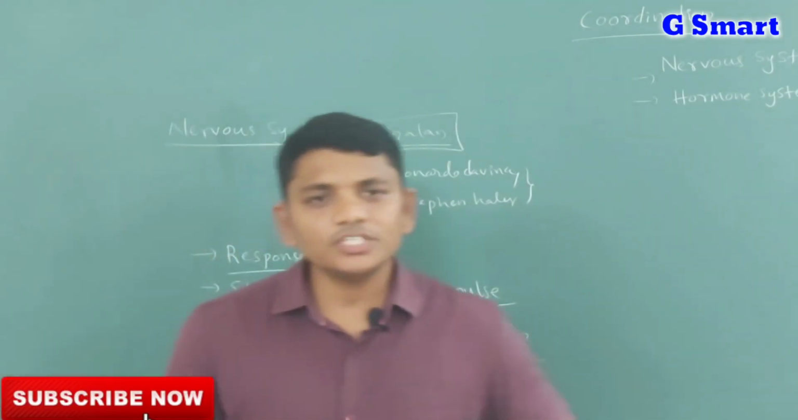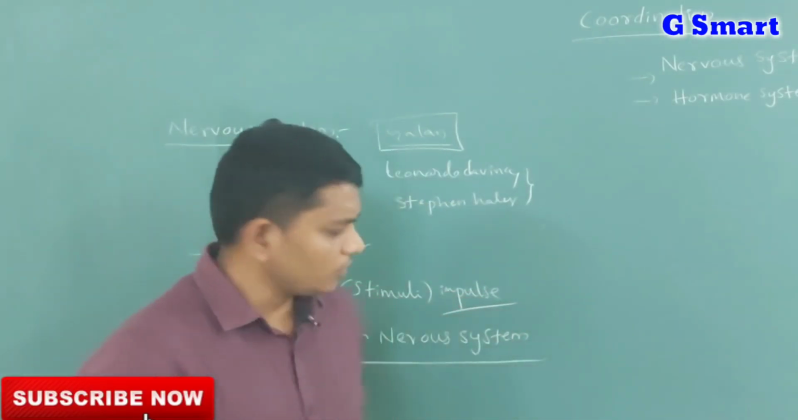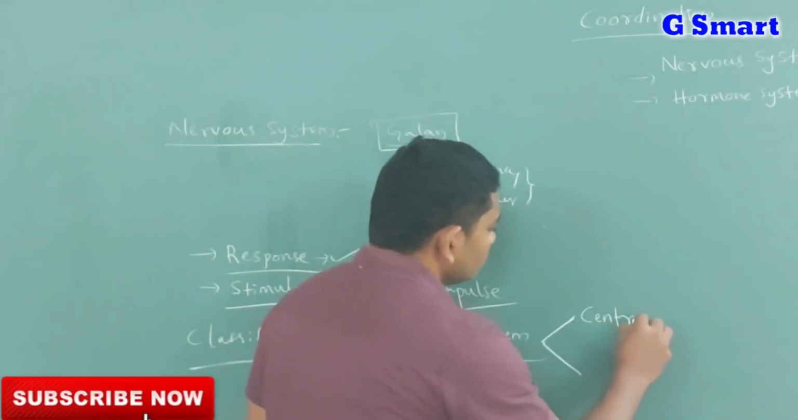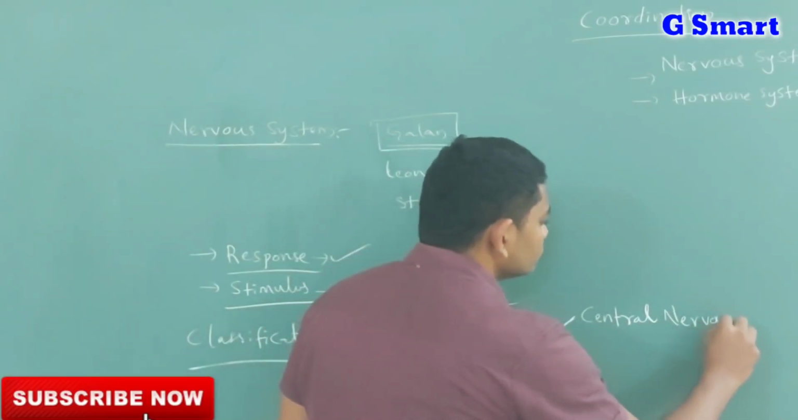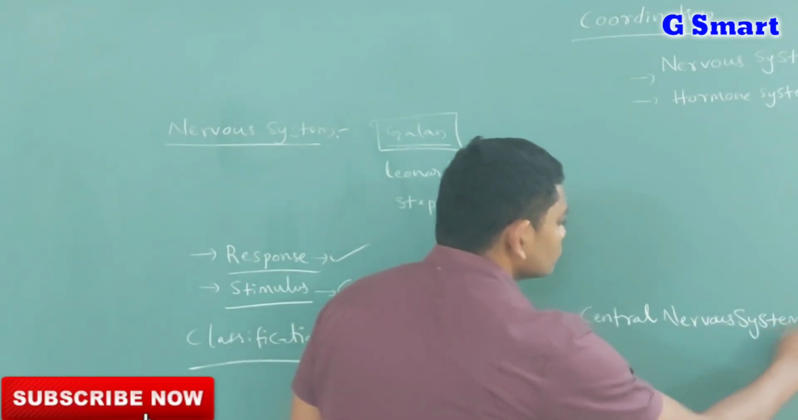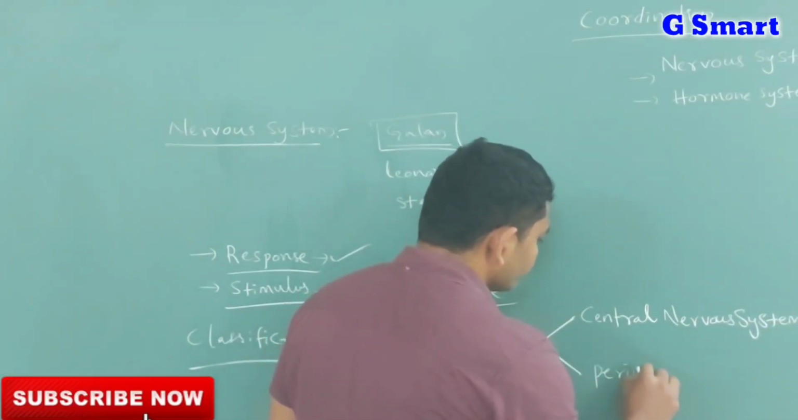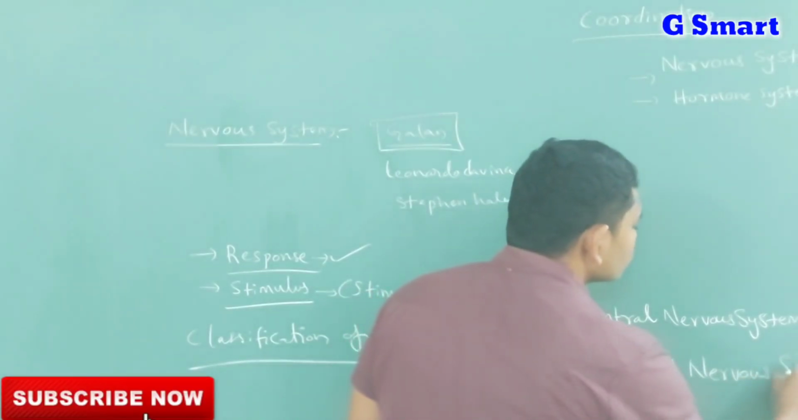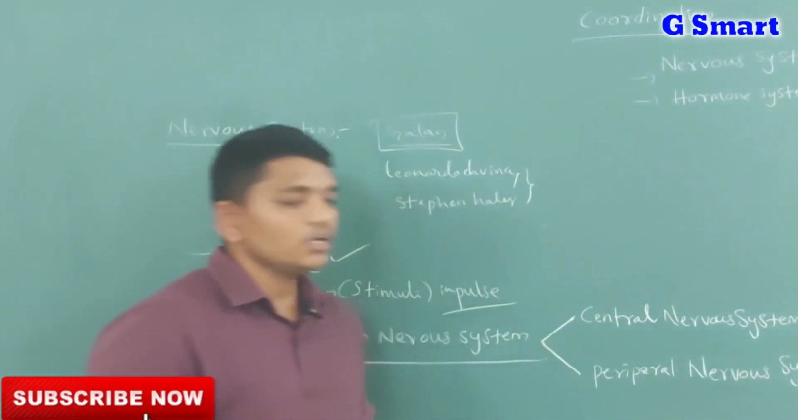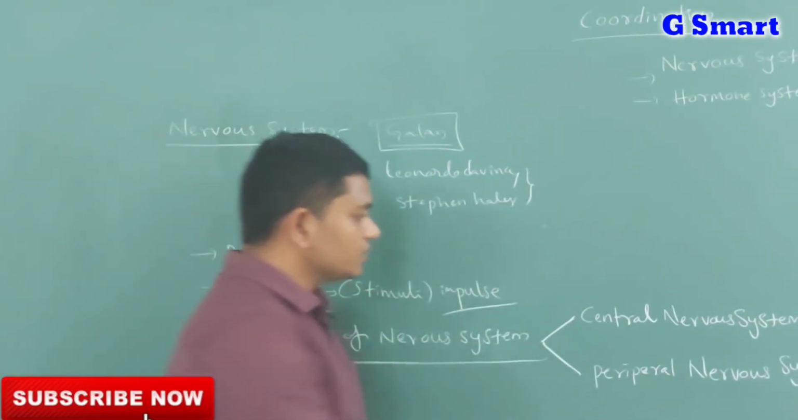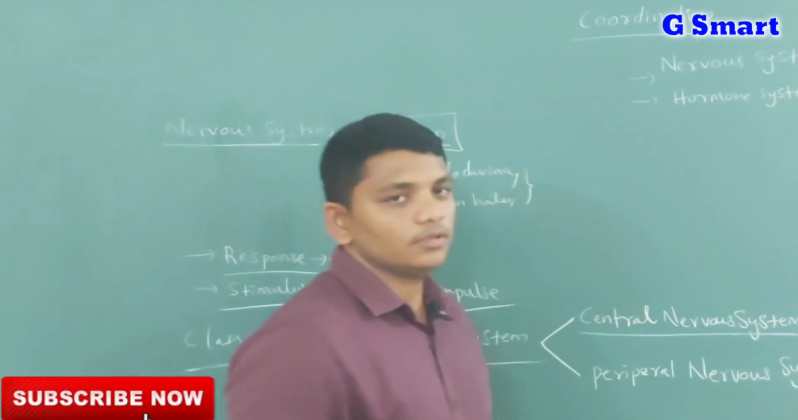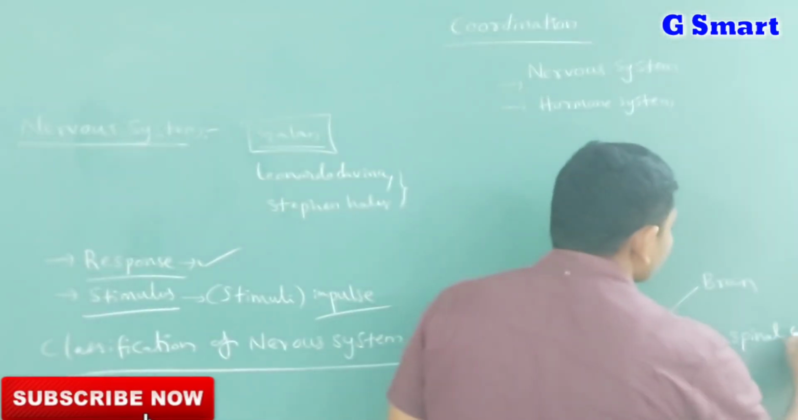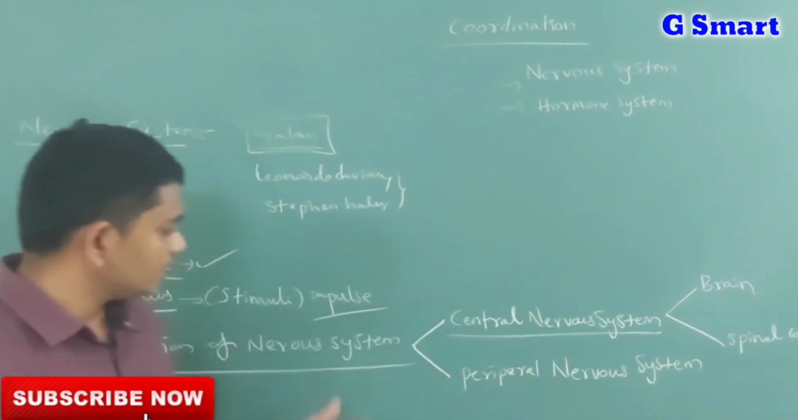Classification of the nervous system. The nervous system is mainly of two types. First one is the central nervous system. Second one is the peripheral nervous system. Again, the central nervous system is classified into two types, that is brain and spinal cord. So, this is the classification of our nervous system.